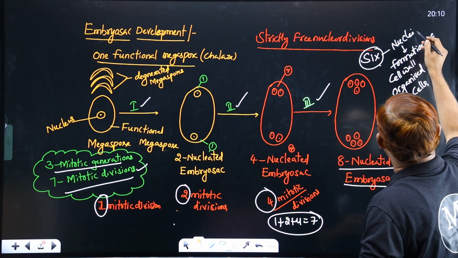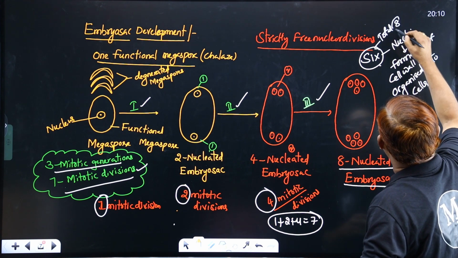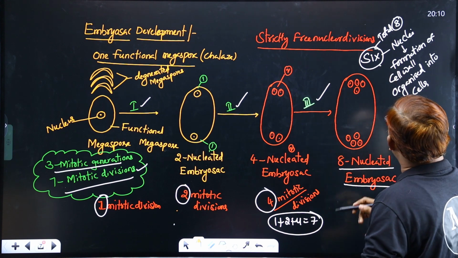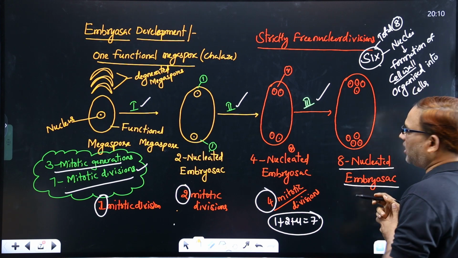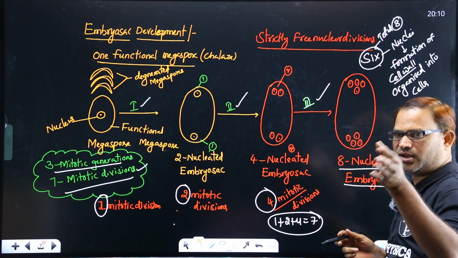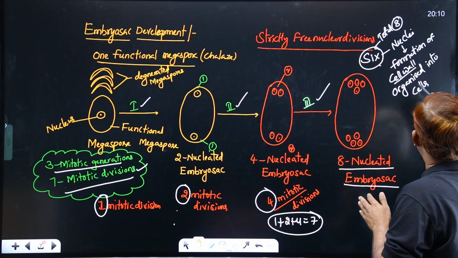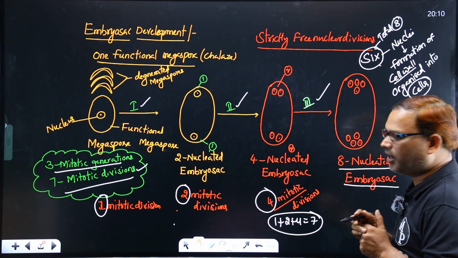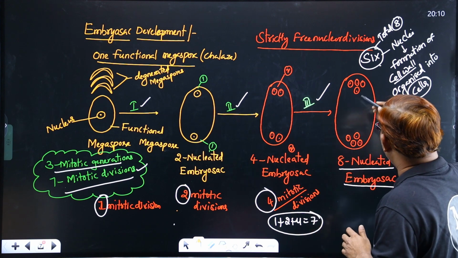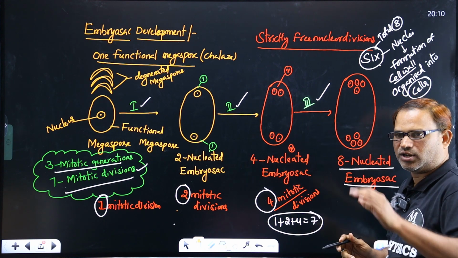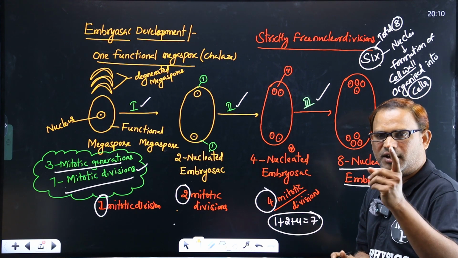Of the total 8 nuclei, 6 are involved in formation of cell wall, meaning they are surrounded by cell wall and become cells. So 6 cells are formed. The remaining 2 nuclei are not surrounded by the cell wall.